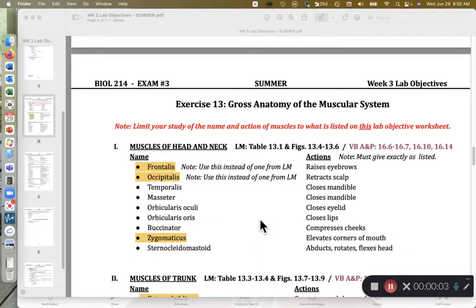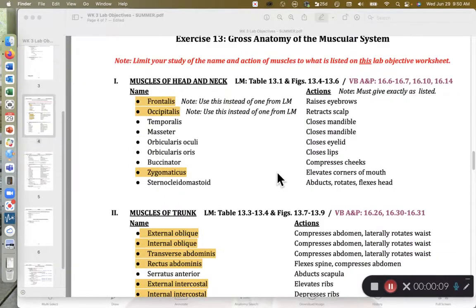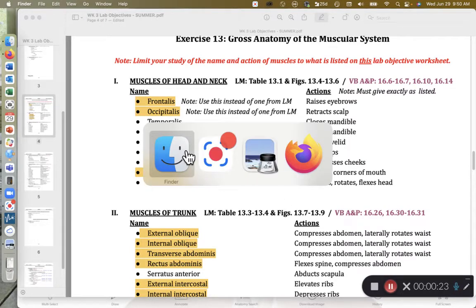Hi class, in this recording we're going to focus on muscles of the head, neck, and trunk. I have your weekly lab objective sheet pulled up here, and I've highlighted a couple of them yellow on this sheet. The reason I highlighted them yellow is because there are some little distinctions I want to highlight, specifically between how they're listed on the sheet and how they're viewed in Visible Body. So let's get started with the head and neck.